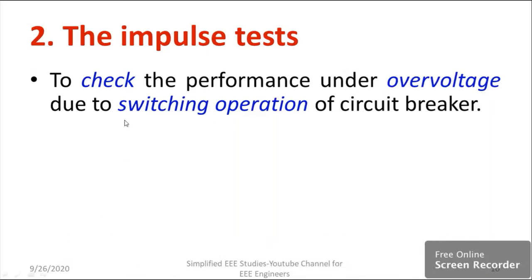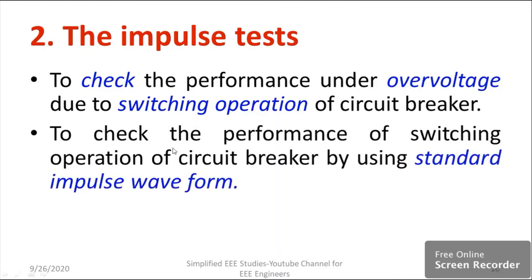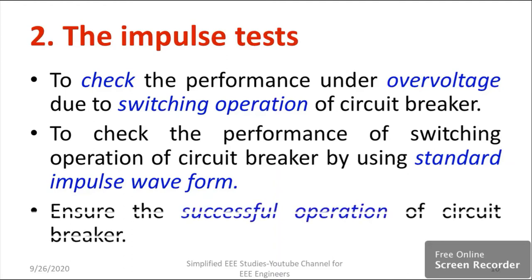So you have to generate the impulse waveform based on the requirement, to check the performance of the switching operation of the circuit breaker by using a standard impulse waveform. With the help of an impulse voltage generator, you can generate a certain amount of impulse waveform by adjusting the wavefront resistor and tail resistor. You can make a suitable adjustment to ensure the successful operation of the circuit breaker. You can operate the impulse waveform and make sure that the circuit breaker operates smoothly.